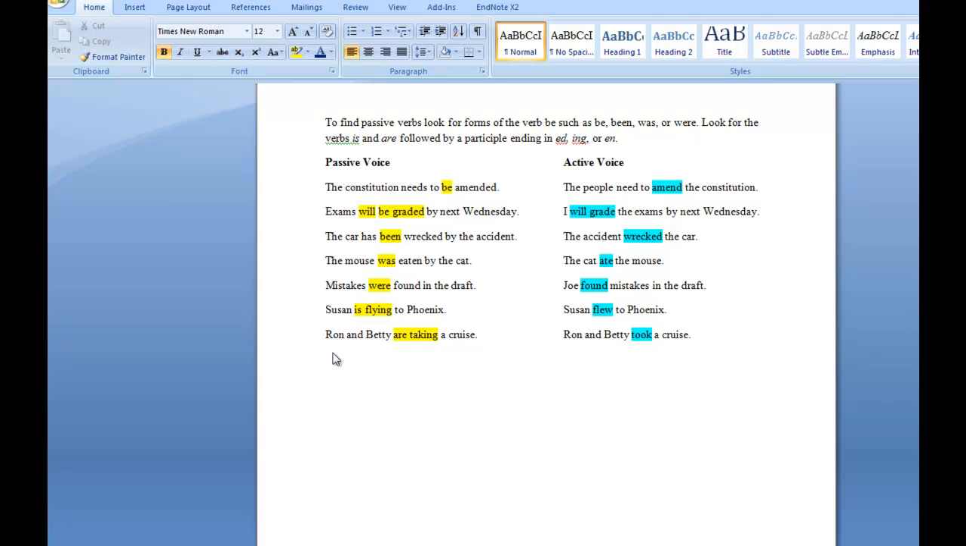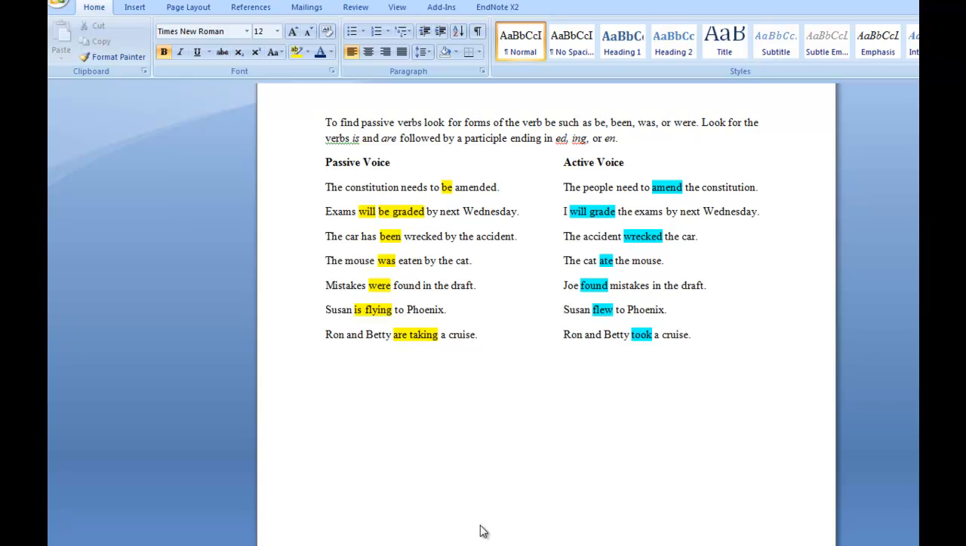Here's another one. Ron and Betty are taking a cruise. Okay, we know who the subject is and we know what the object is, which is the cruise. But it's in a passive form. So to change it to an active form, Ron and Betty took a cruise. Okay, so we know Ron and Betty are the subject and the cruise is the object, and the action is they took it.